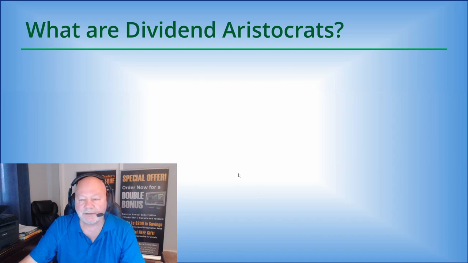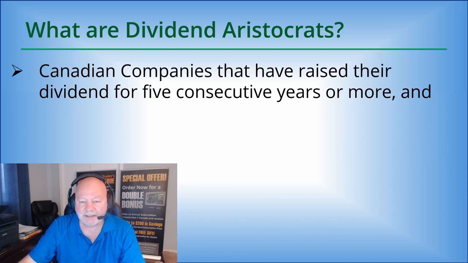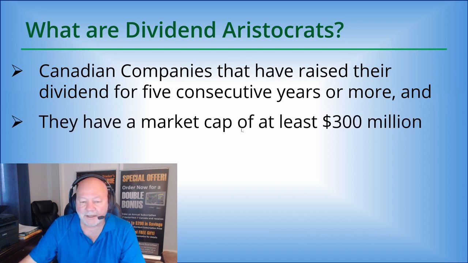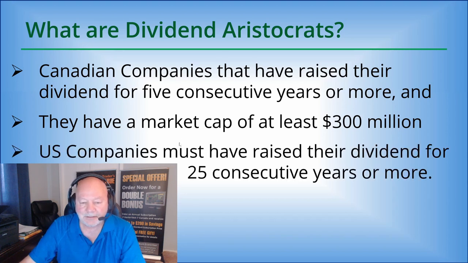So what are dividend aristocrats? Canadian companies that have raised their dividend for 5 consecutive years or more, and have a market cap of at least $300 million, qualify as a dividend aristocrat. In the United States, companies must have raised their dividend for 25 consecutive years or more.